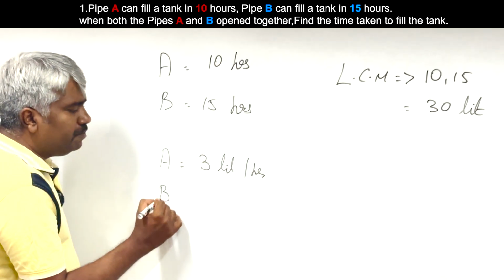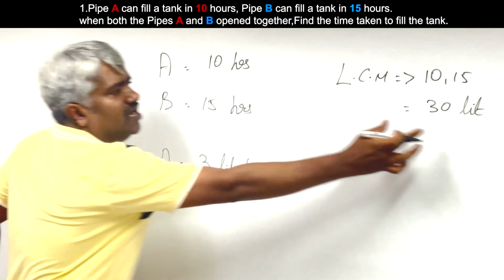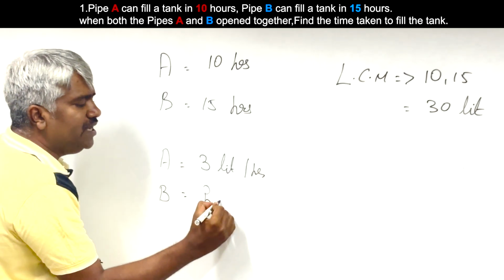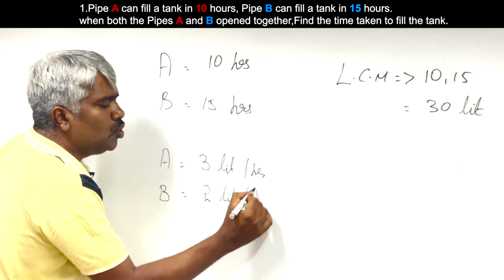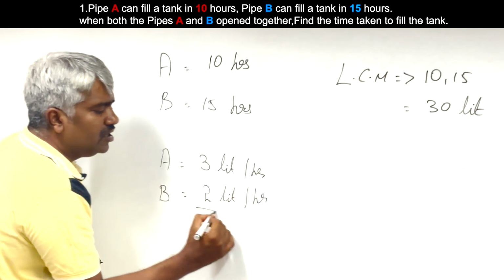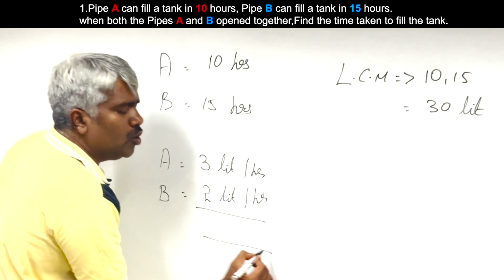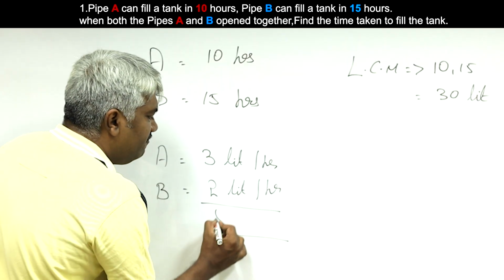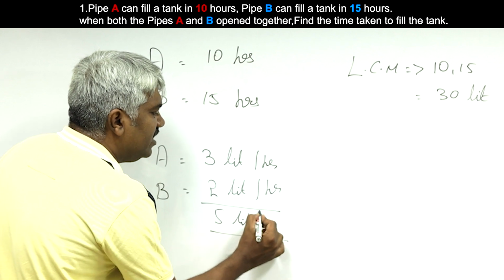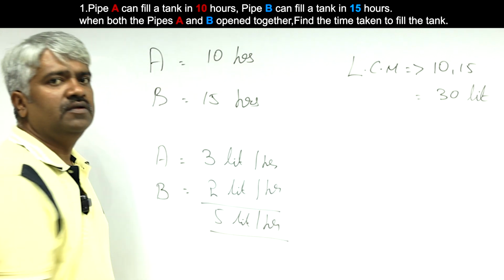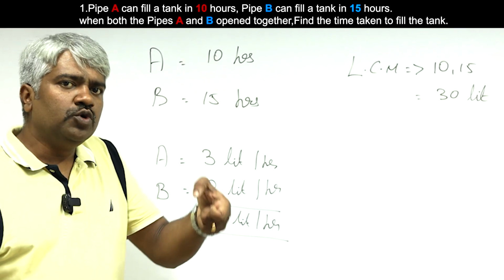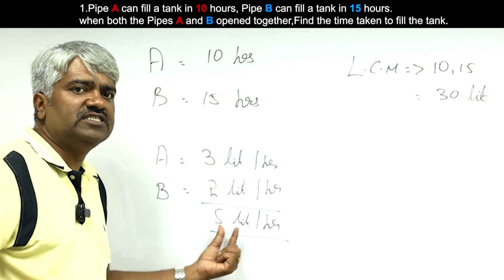Same way, pipe B fills these 30 liters in 15 hours. So, pipe B can fill 2 liters in 1 hour. Now, when both the pipes are open together, pipe A and pipe B will fill 5 liters in 1 hour. That is, when pipe A and pipe B are both open together, they can fill 5 liters in 1 hour.